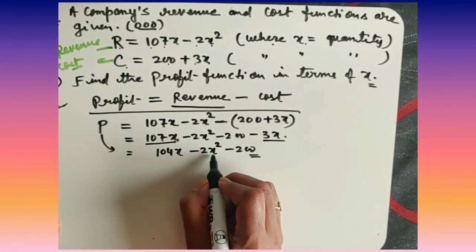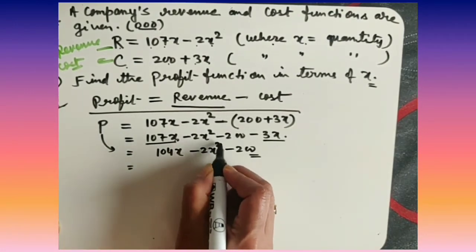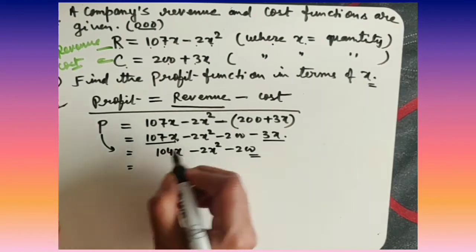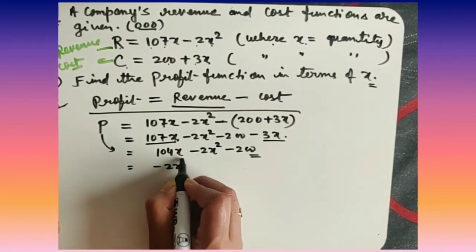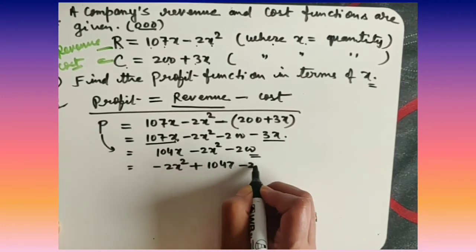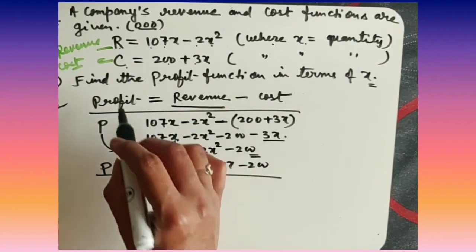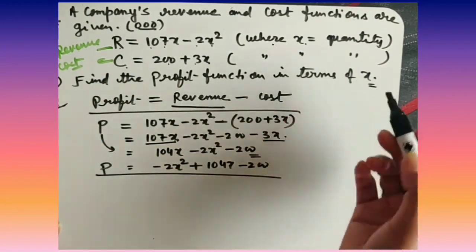So this is our profit function, but it is not arranged. This is a quadratic equation, and in a quadratic equation the highest power is always in the first term. So let us arrange this: minus 2x square, then 104x, and minus 200. So this is the profit function, the answer of this question: find the profit function in terms of x.